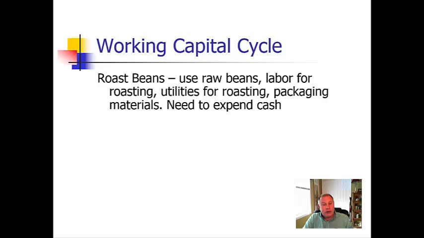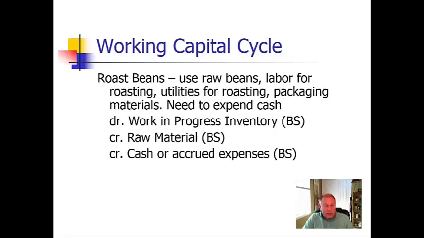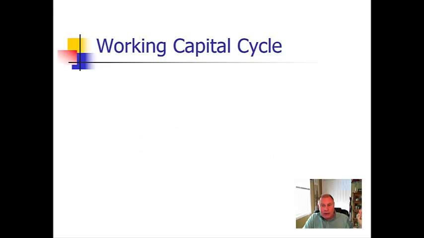You've now roasted the beans. You're going to use raw materials and labor. You need to expend cash. So the entry there is work in progress inventory, debit, and raw material credit, because you're taking it out of raw material and putting it in work in process, and then credit cash or accrued expenses. So you're either paying for it right now or you're going to pay for it shortly. Notice these are still all balance sheet items. So when we're looking at the working capital cycle, it's still within the balance sheet.